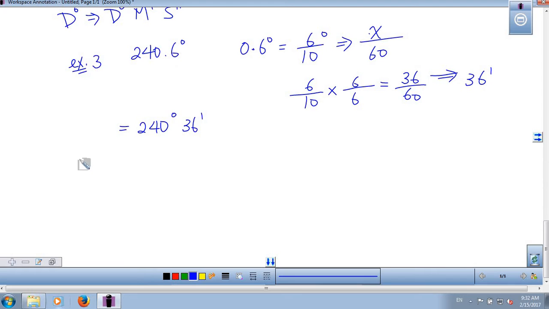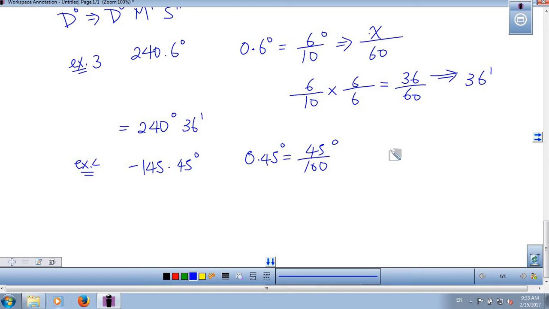Alright, let's try another one. Now let's try negative 145.45 degrees. Alright, so let's take a look at the decimal. 0.45 degrees is the same as 45 divided by 100 degrees. Okay, so we want to convert this to x over 60.